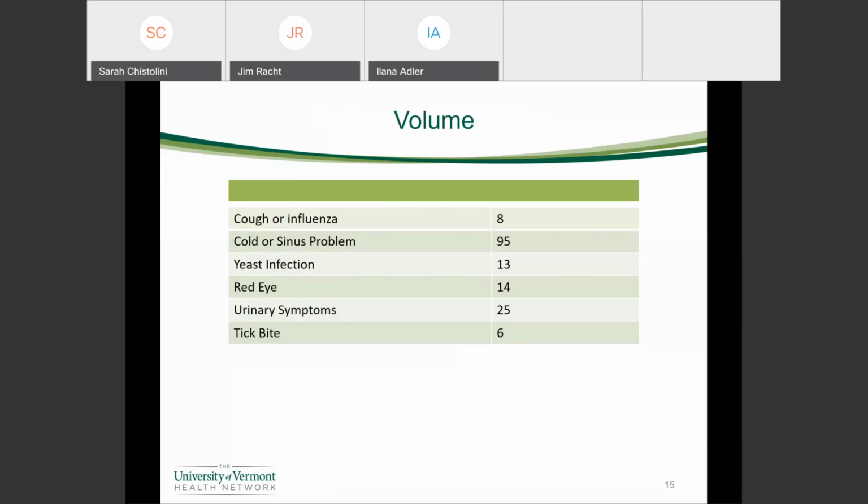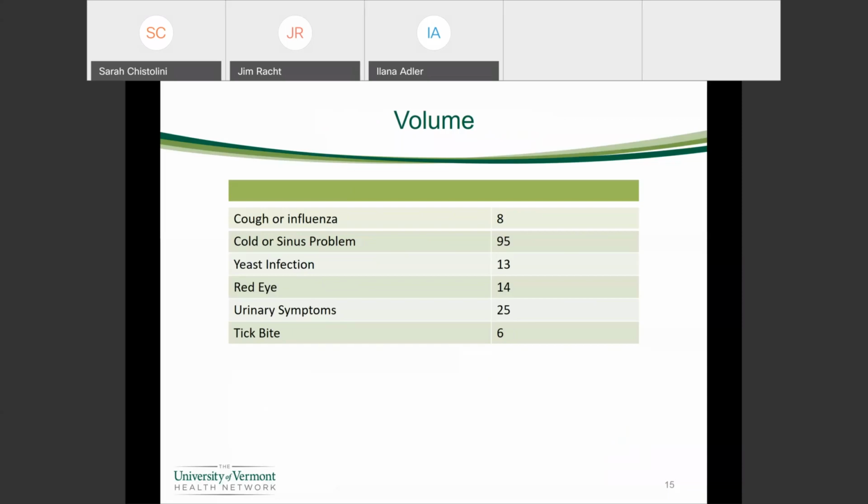The volume, this is broken down by symptom type. So cold and sinus is way far in the lead. Urinary symptoms is second, and then red eye, yeast infection, cough, and tick bite.